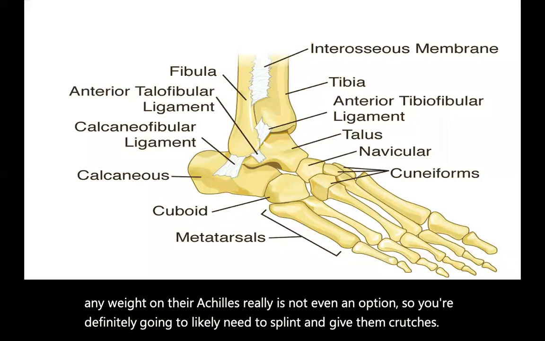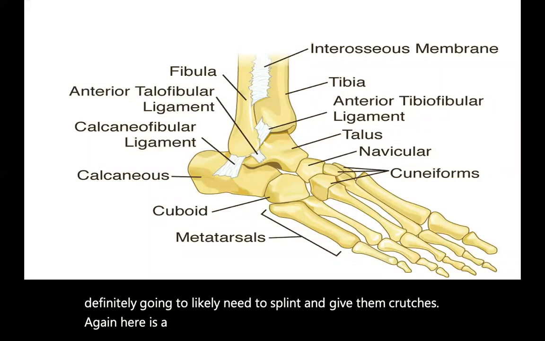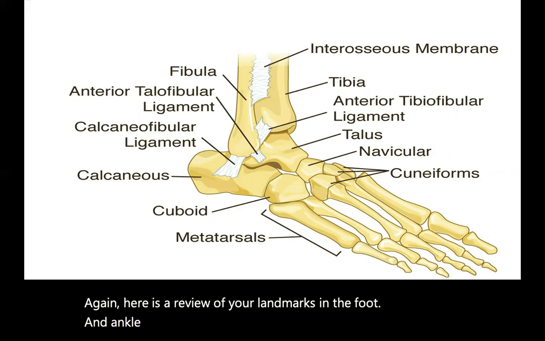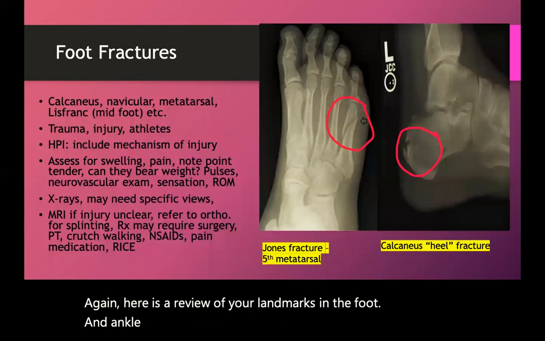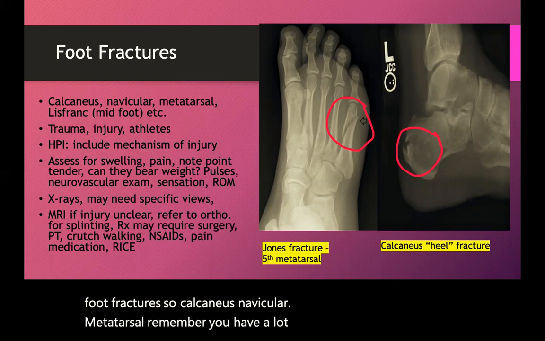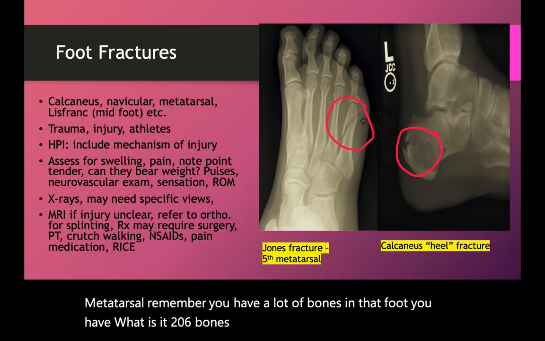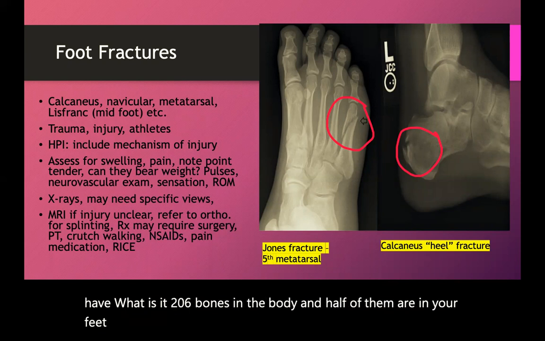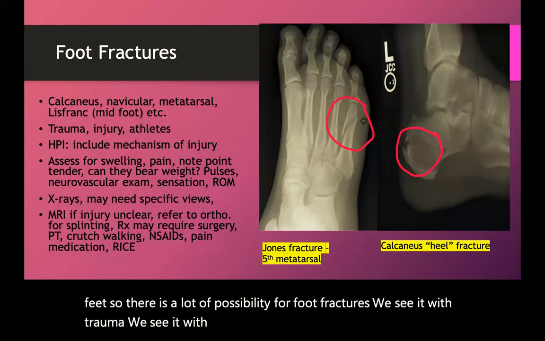Again, here is a review of your landmarks in the foot and ankle. Foot fractures: calcaneus, navicular, metatarsal. Remember, you have a lot of bones in that foot. You have 206 bones in the body, and half of them are in your feet. So there is a lot of possibility for foot fractures. We see it with trauma, we see it with injuries, and a lot of athletes.